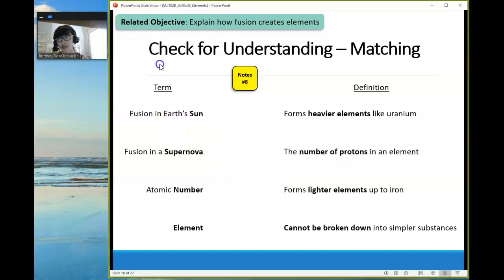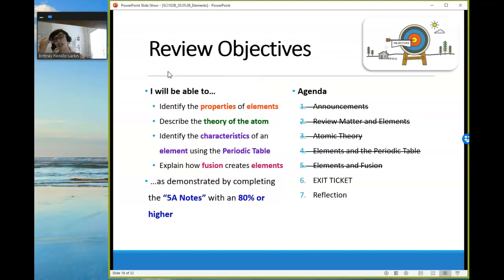And moving on. All right, so at this point, we talked about the properties of elements, theory of the atom. We talked about the characteristics of an element that we can identify using the periodic table, such as its atomic number, its protons, its atomic mass, and use that to calculate the number of neutrons. And we were able to explain how fusion creates elements. A lot of stuff that we've reviewed, but kind of bringing it all together in this topic of just elements.